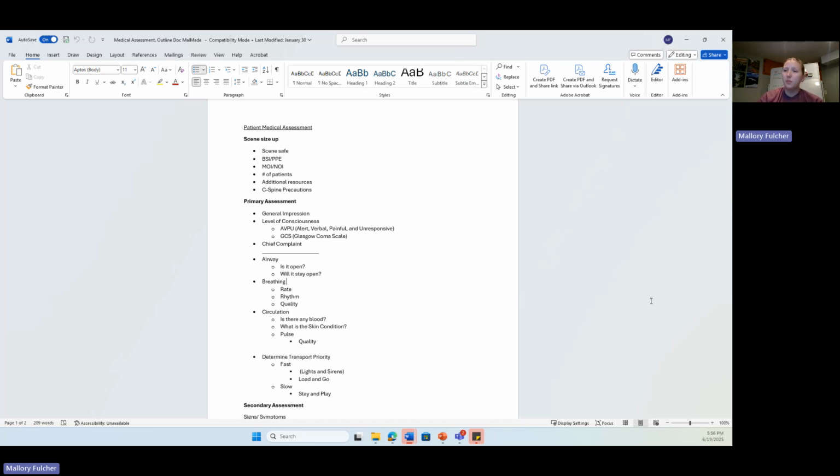The airway is open because they were talking to us. At this point, we have no reason to think that it won't stay open, right? We don't think it's going to close at this point. Breathing, we'll take a look at that rate, rhythm, and quality of the respirations. We'll say that the rate appears to be in a normal range. Usually you can tell if they're extreme at this point, right? Really fast or really slow. We'll say that the rhythm of the breathing is normal, it's steady. And then the quality, we'll say that's normal as well. They don't have any noisy breathing, no wheezing, no gurgly noises, nothing like that.